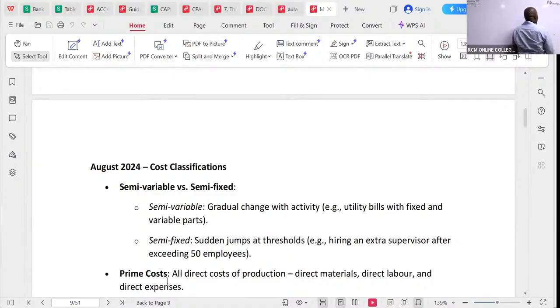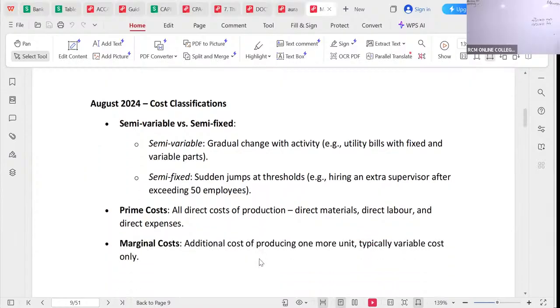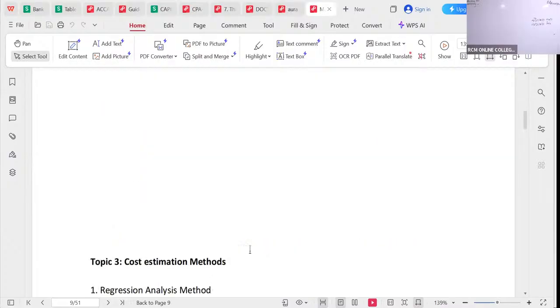So prime cost is like what? Direct materials. The other one is direct labor. Anything that is direct, even if they say direct overhead, still that will be a prime cost. So prime costs, we are told, are all direct costs of production: direct materials, direct labor, and direct expense. Then we have marginal cost, and I define this for you. Additional cost of producing one more unit. One more unit. I will not add more English, that is enough.